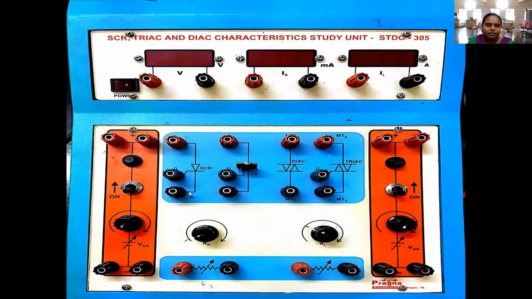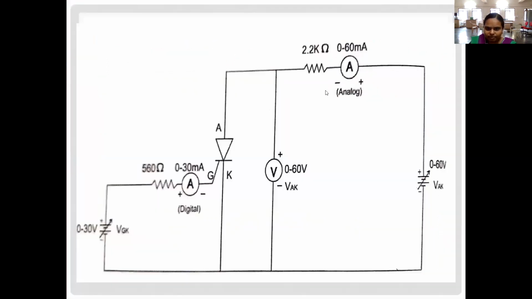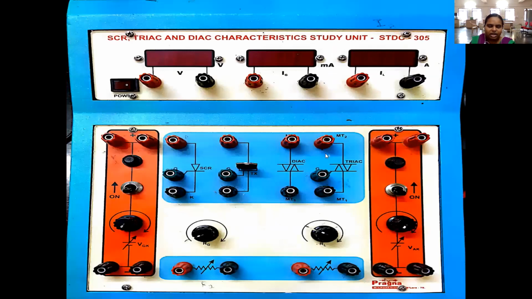First one is the characteristic of SCR. Based on the circuit, we will start conducting. What is the first connection? From VGK to the resistance to the ammeter to the gate, then anode to the resistance and voltage, then ammeter and voltage. Next, we will see how the connections are done.